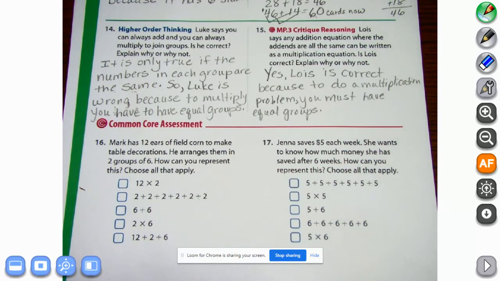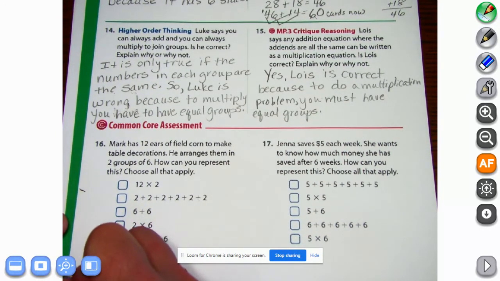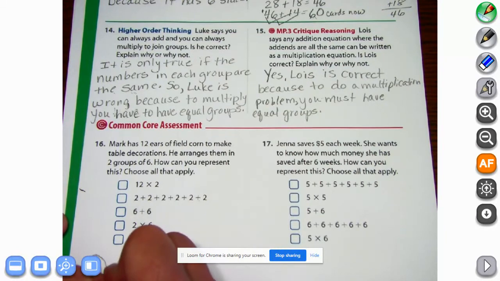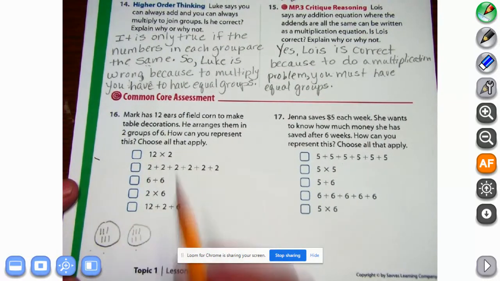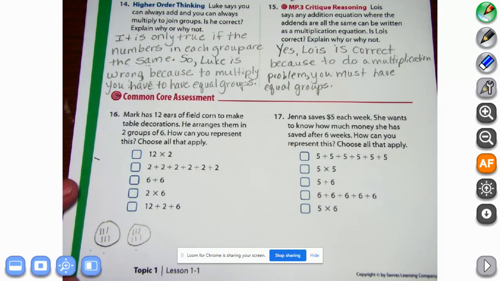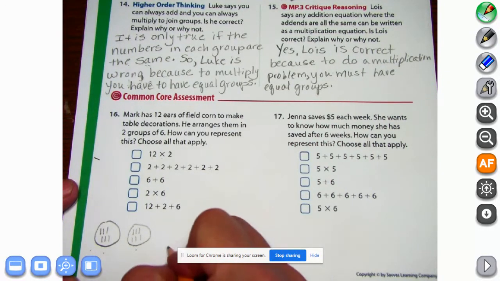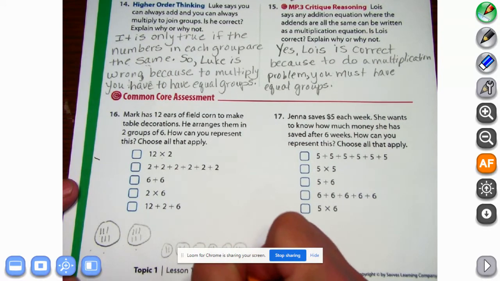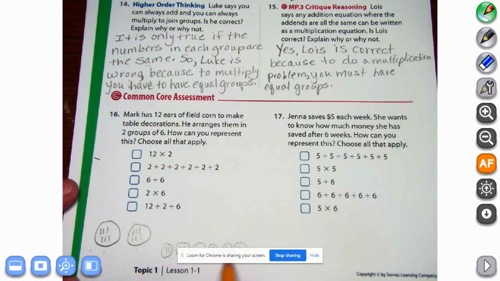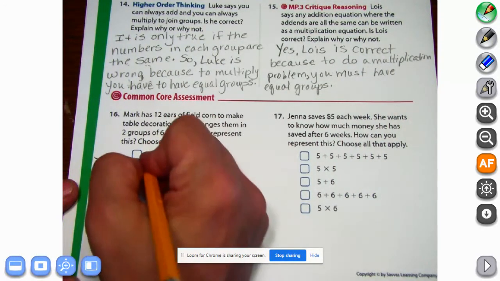All right, so he has 12 ears of field corn to make table decorations. He arranges them in 2 groups of 6. So he has 1, 2, 3, 4, 5, 6. 1, 2, 3, 4, 5, 6. 2 groups, okay? 2 tables. Is that the same as 12 groups of 2? If we did 1 group, 2 groups, 3 groups, 4 groups, 5 groups, 6 groups, that's 2, 4, 6, 8, 10, 12. We're already at 12, and we only have 6 groups of 2. So no, we can't pick that one.